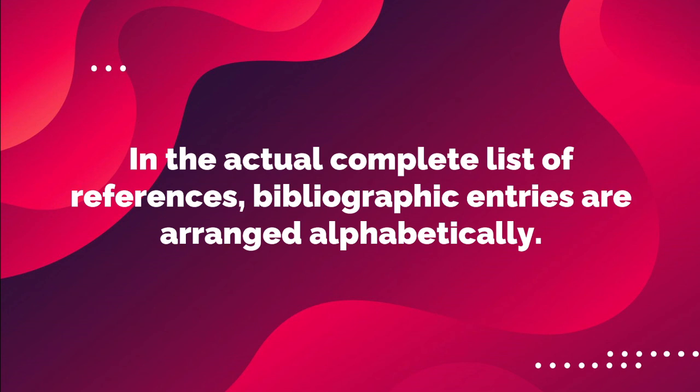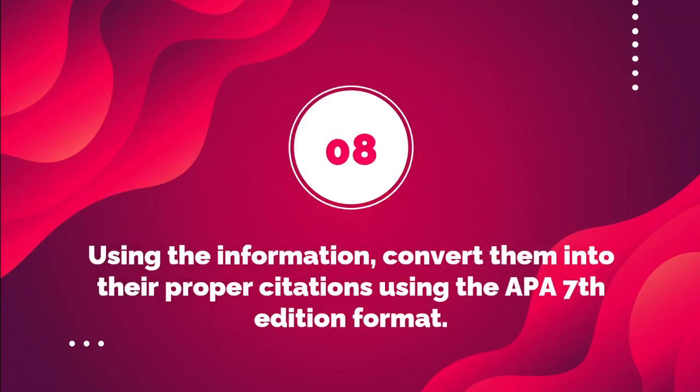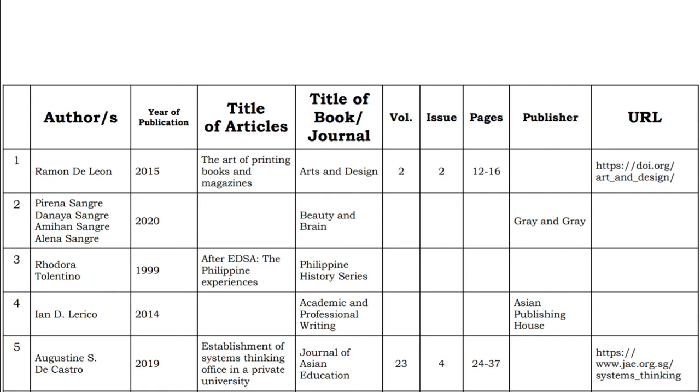Okay, since we already learned our lesson about the conventions of citing sources, let's do Learning Task 8. Using the information, convert them into their proper citations using the APA 7th edition format. You may refer to this table.